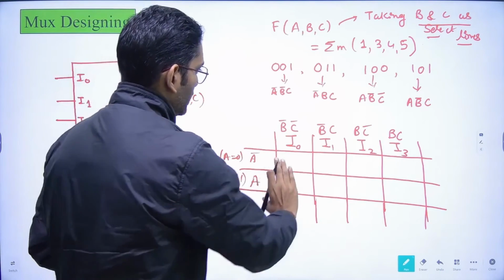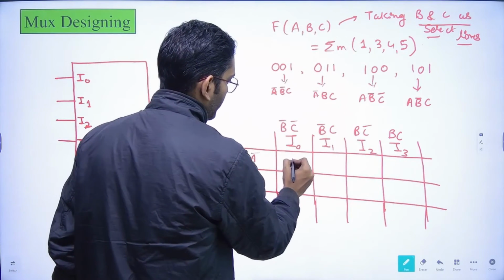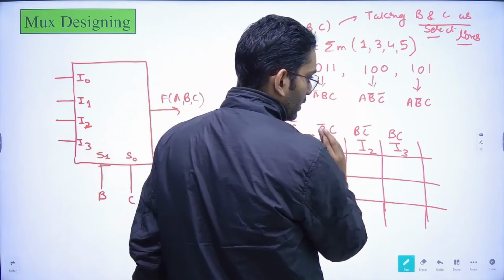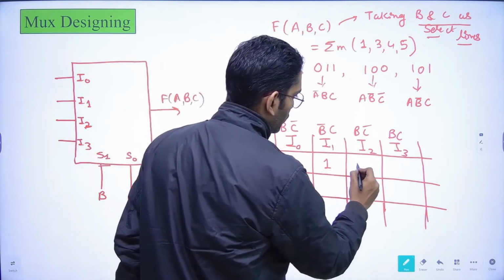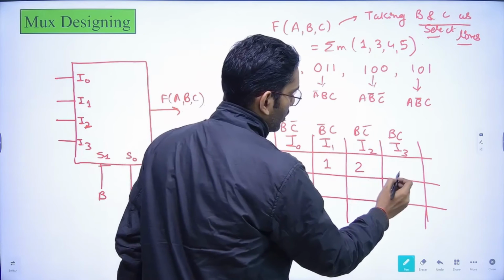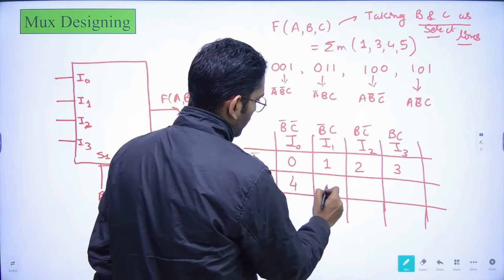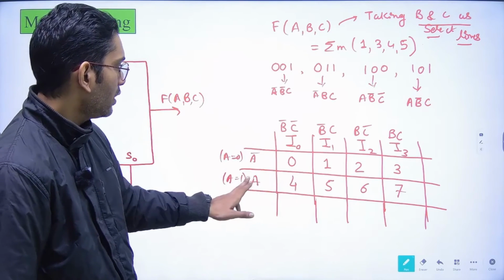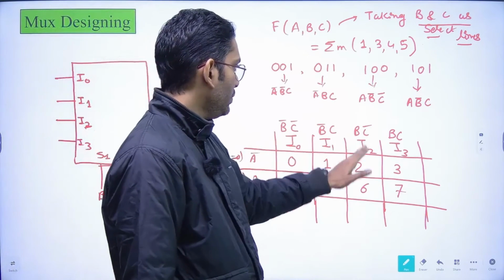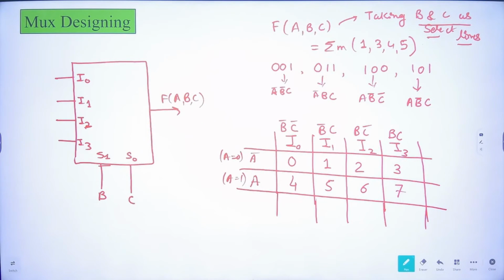Now you can see in this we can write down the total 0 to 7 combinations. So A bar, B bar, C bar will give 0. A bar, B bar, C we can write down 1 over here. Now A bar, B and C bar denotes 2, so we will write down 2. A bar, B and C denotes 3. Similarly 4, 5, 6 and 7. You can cross check: A, B bar, C bar is 4, A, B bar, C is 5, A, B, C bar is 6, A, B and C is 7. So we have written down the combinations 0 to 7 here.